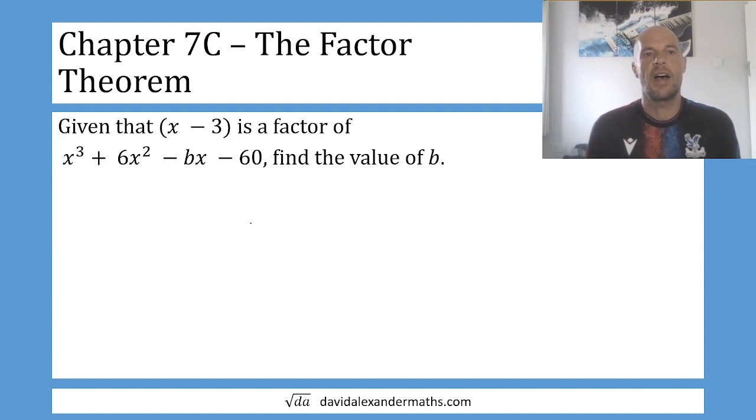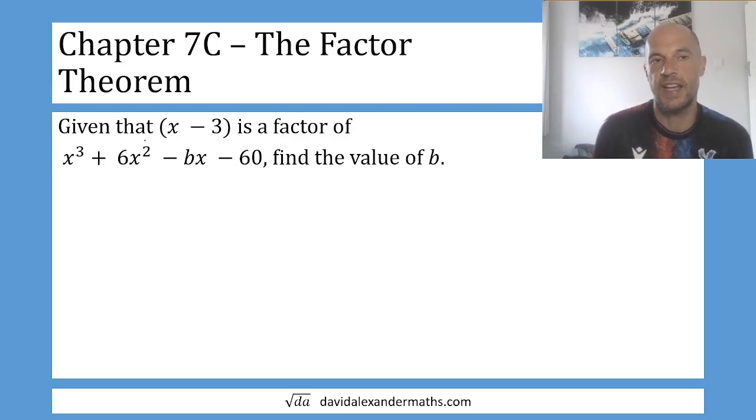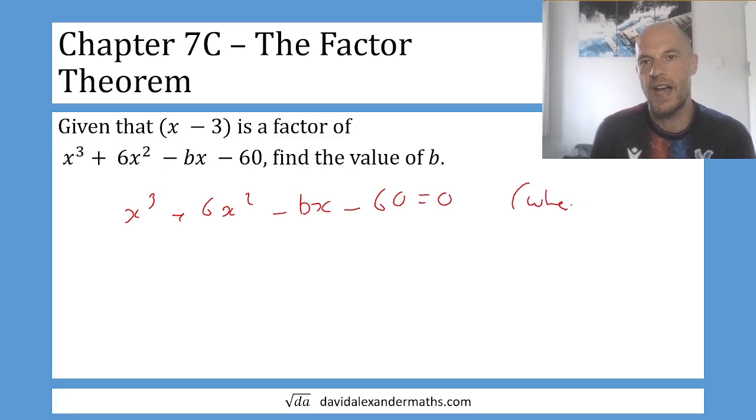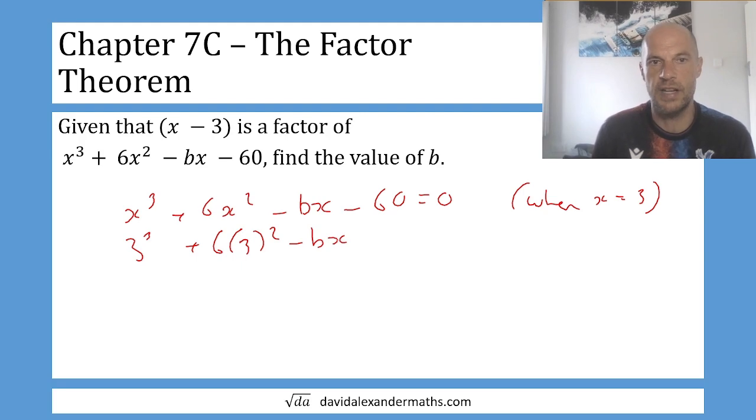So here's another example question, and again it's all about understanding that if x minus 3 is a factor, then 3 is a solution. So therefore we know that x cubed plus 6x squared minus bx minus 60 equals 0 when x equals 3. So what is 3 cubed plus 6 lots of 3 squared minus bx? Okay, we know x is 3, so we'll turn it into minus 3b minus 60 equals 0.